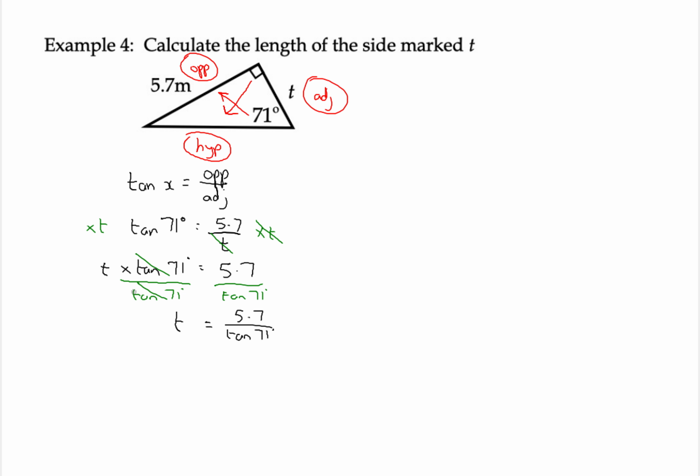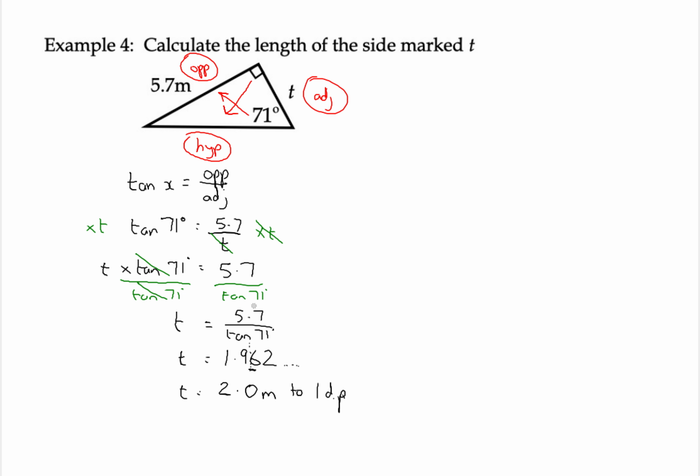We've got the letter on its own on the left, and on the right hand side we've got a calculation that we can do on a calculator. So I take my scientific calculator, 5.7 divided by the tan button, and then 71 equals, I've got 1.962 and so on. It's okay to write it out in full first of all. We're going to round it to one decimal place. So we've got 1.9. The 6 tells us to round up, which would push the 1 up to 2, so it becomes 2.0. 2.0 meters is the units of measure to one decimal place.